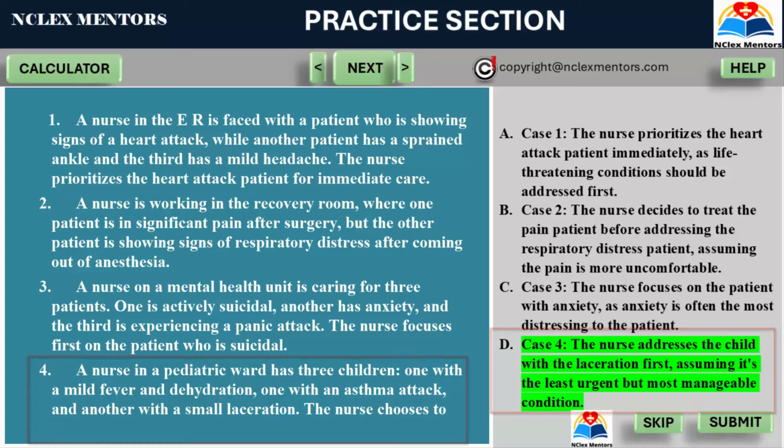All right, so let's recap the right answers. Option A is correct. The heart attack patient is the highest priority. Option B is incorrect. Respiratory distress takes priority over pain. Option C is incorrect. The suicidal patient should be prioritized over anxiety. Option D is incorrect. The child with asthma should be addressed before the laceration. Great job. Keep practicing, and you'll continue to improve your prioritization skills. You're doing awesome.